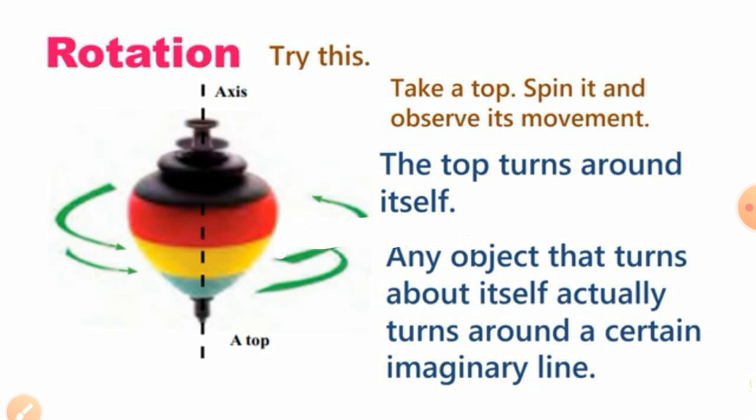Imaginary line means that when an object turns around itself, we feel as if it is turning around a particular line, a line which is there and it's turning around itself. So there is no such line over there. We feel as if there is a line around which the top is moving or the object is moving.